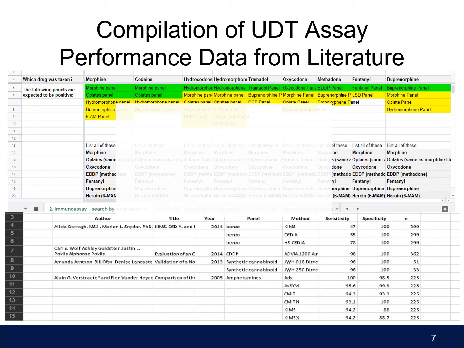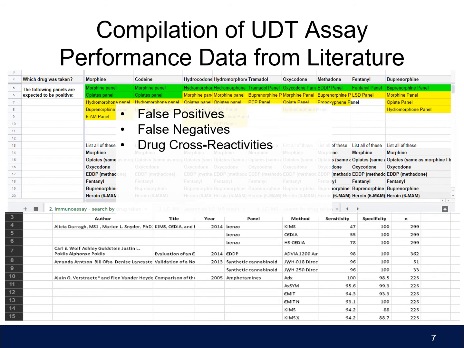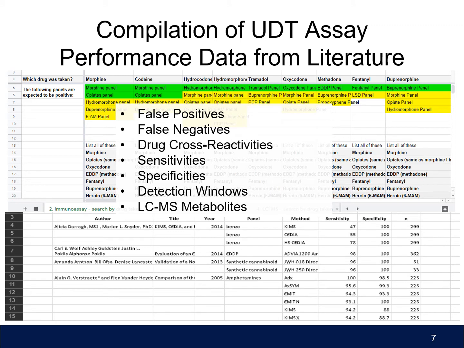Over the past couple of summers, I have compiled data on false positives, false negatives, drug cross-reactivities, sensitivities, and specificities from the literature. I have also compiled the detection windows for each drug panel to know how long a compound will last in the urine after consumption. Lastly, I have also compiled all the metabolites each drug will produce on LC-MS confirmatory testing, which to our knowledge has never been included in any similar smartphone application of this kind before.